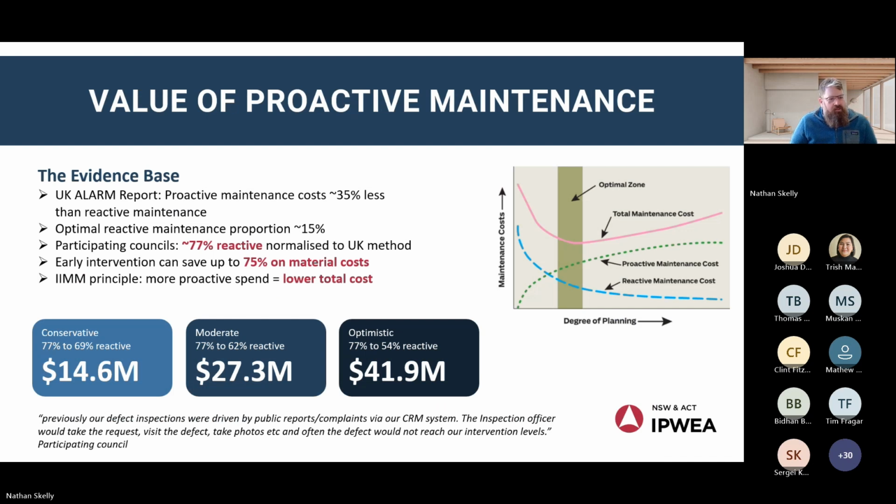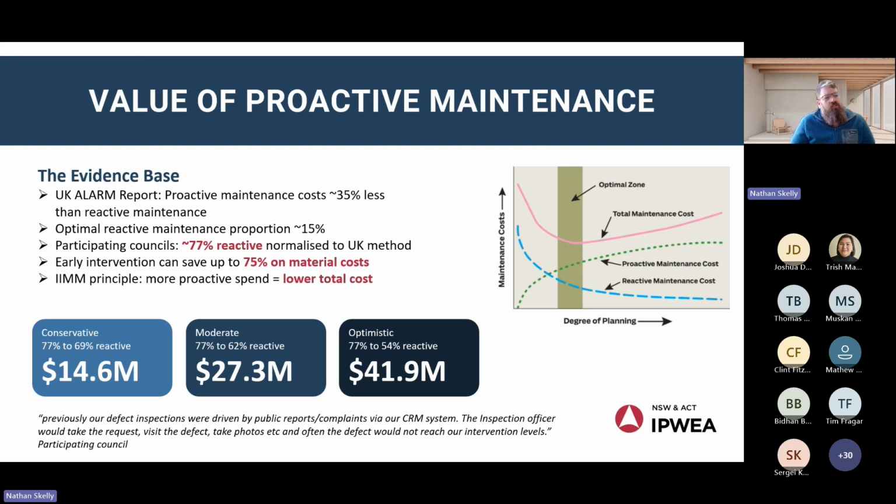Now, this was one of the biggest challenges of this entire report for myself. I was doing a lot of research into how intervening earlier can reduce your long-term maintenance costs. Within the engineering fraternity, it's known, it's accepted. We have graphs like the one on the right there that's in the International Infrastructure Management Manual that say if we do more proactive maintenance, there's a lower total life cycle cost.